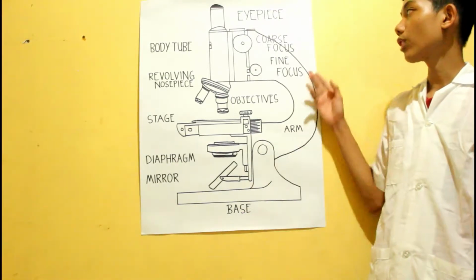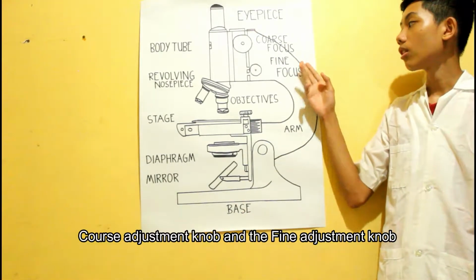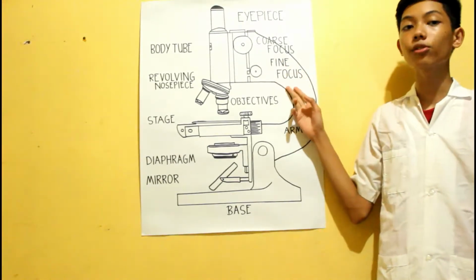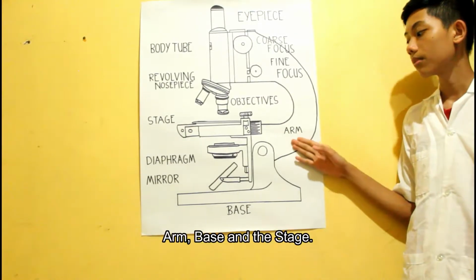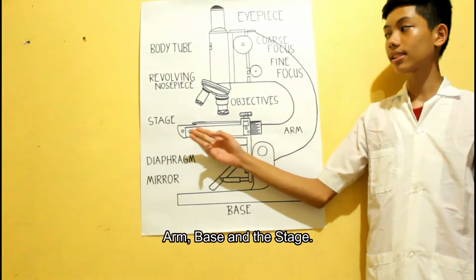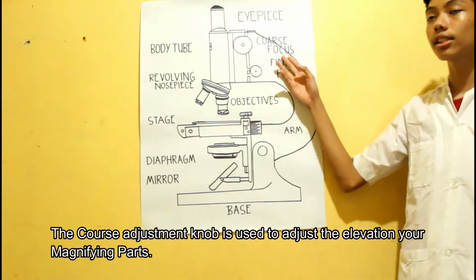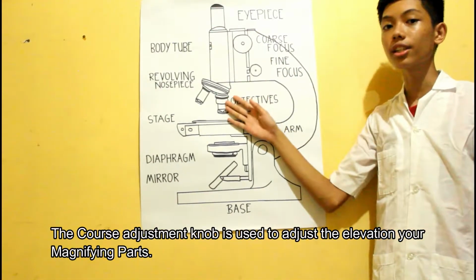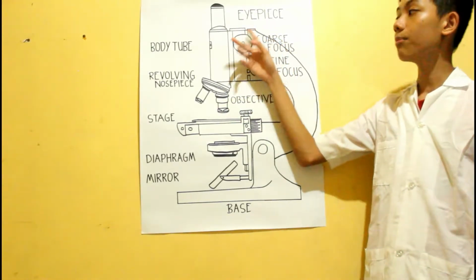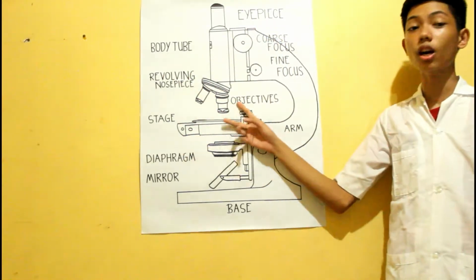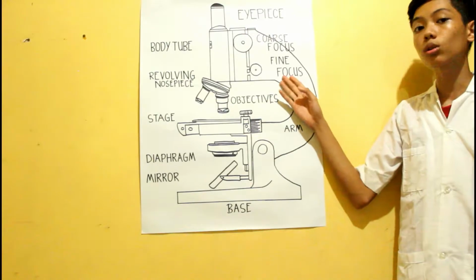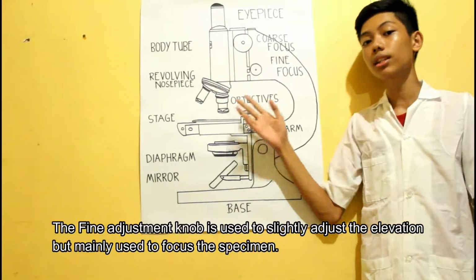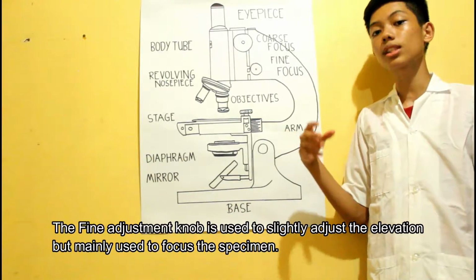It is composed of the coarse adjustment knob and the fine adjustment knob, also known as the coarse focus and the fine focus. And this is the arm and the base, as well as the stage. The coarse adjustment knob is used to adjust the elevation of your magnifying parts. This is the eyepiece, body tube, revolving nose piece, and the objectives. And the fine focus is used to slightly adjust the elevation, but it is mainly used to focus the specimen.